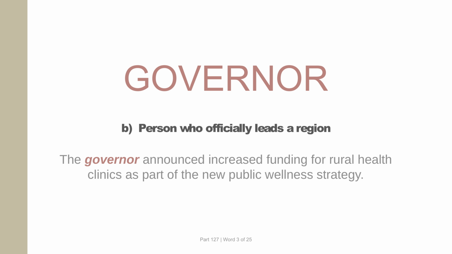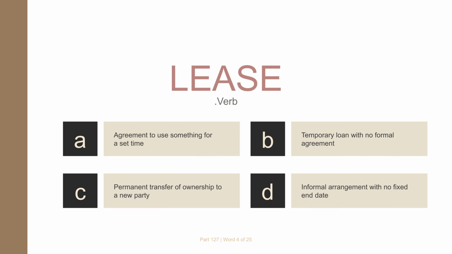Question 4. What is the meaning of lease? Option A. Agreement to use something for a set time. Option B. Temporary loan with no formal agreement. Option C. Permanent transfer of ownership to a new party. Option D. Informal arrangement with no fixed end date.